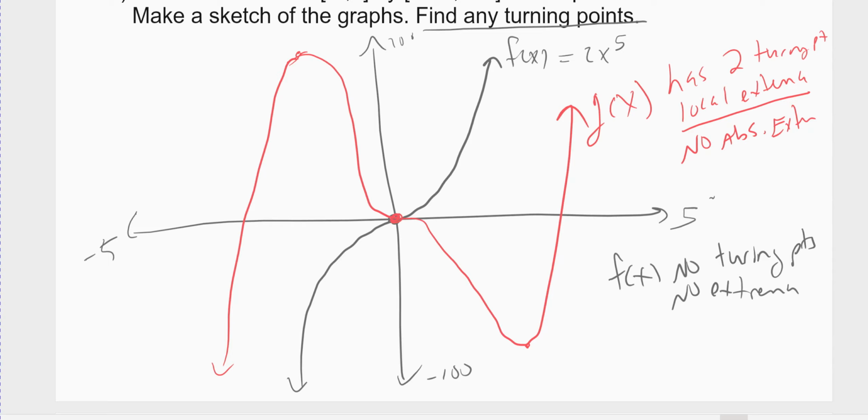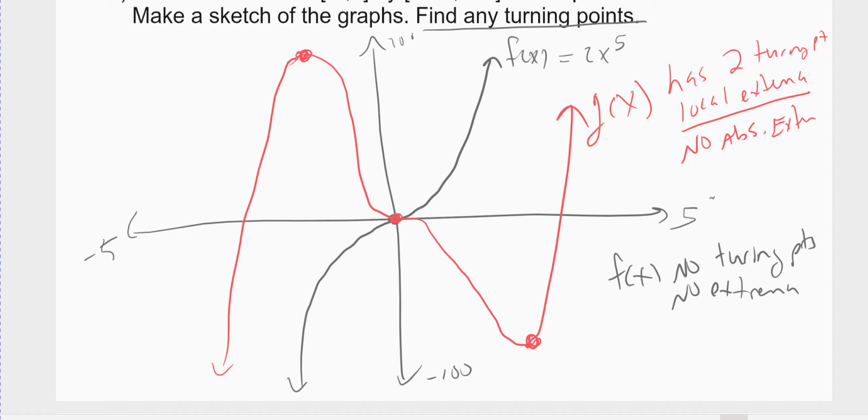Now, the more complex function has some local stuff, right? It's got a local max here and a local min there. So it's got two turning points and they're localized extrema. But on the global scale, it doesn't. Alright, so now we're going to zoom out. We're going to make it bigger and zoom out and see how that affects the graph.